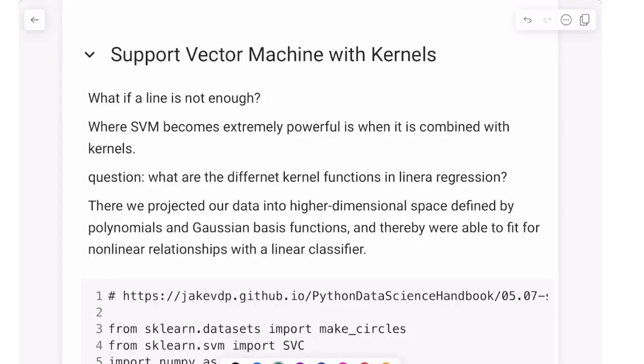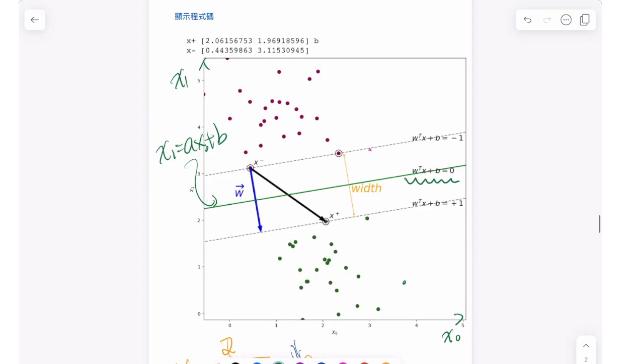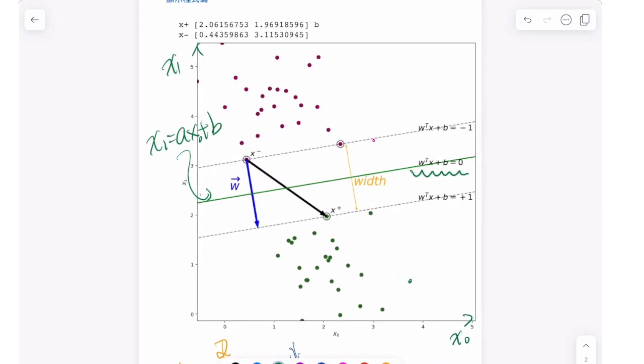Now we are going to continue our support vector machine topic. Take a look at this figure. You can see that the reason why we use SVM is because we can use a line or a surface to divide the data points of purple and green on two different sides, right?